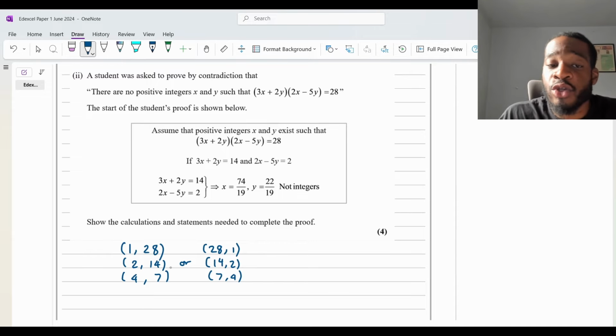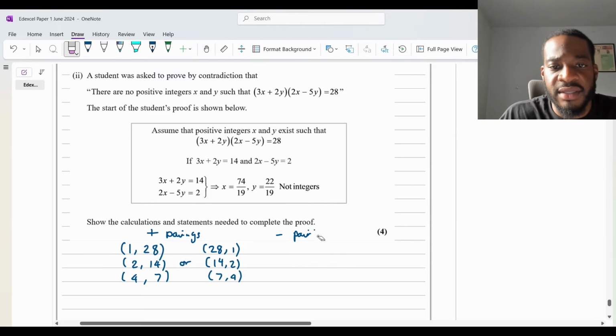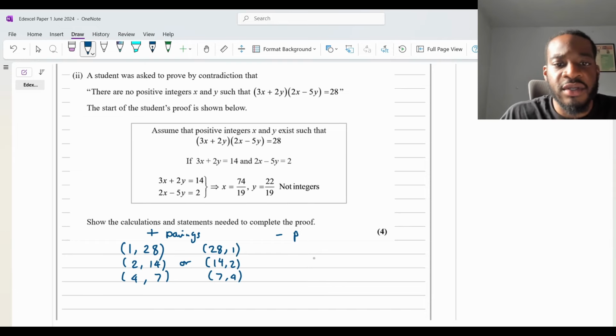Are they the only pairings? No, because remember, two negatives make a positive. So I can just put minus signs on all of these. So I'm going to put positive pairings here, right? I'm going to write these here, and then I'm going to have negative pairings on that side. Like that. Hold on, that looks very bad. Let me write it again. So pairing like that.